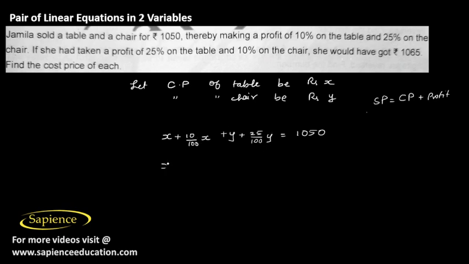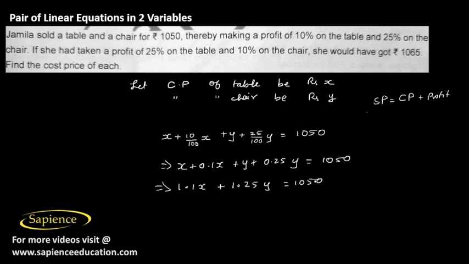Now let us simplify this. So x plus 0.1x plus y plus 0.25y equals 1050, and 1 plus 0.1 is 1.1x plus, and here 1 plus 0.25 is 1.25y equals 1050. We will call this equation number 1.